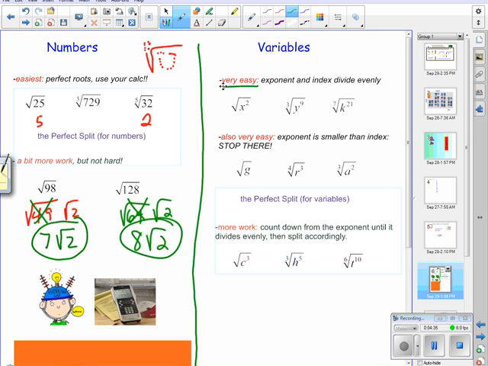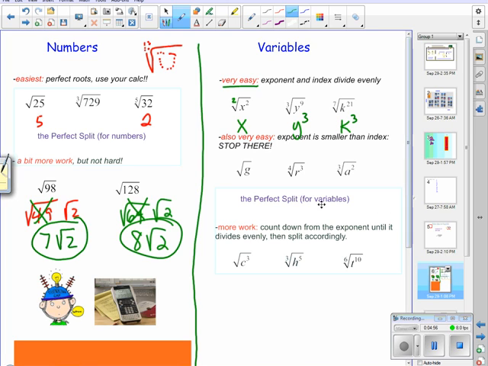First thing, very easy to do. If your variable's exponent and your index divide evenly, 2 divided by 2 is 1, the radical's gone. 9 divided by 3 is 3, the radical's gone. And 21 divided by 7 is 3, the radical's gone. And so that's the easiest possibility you could have.